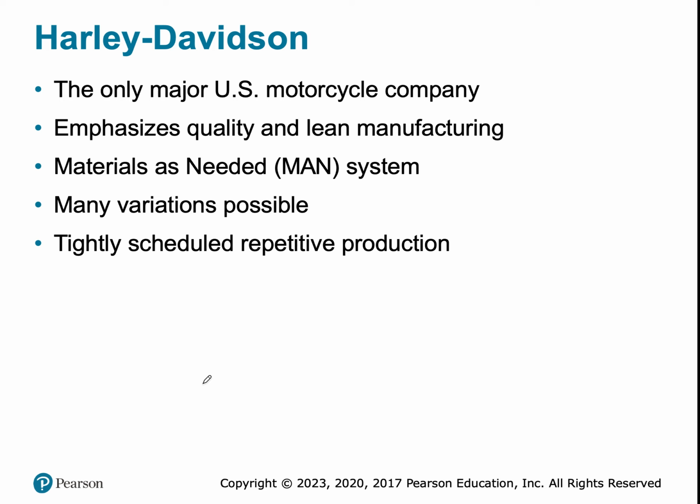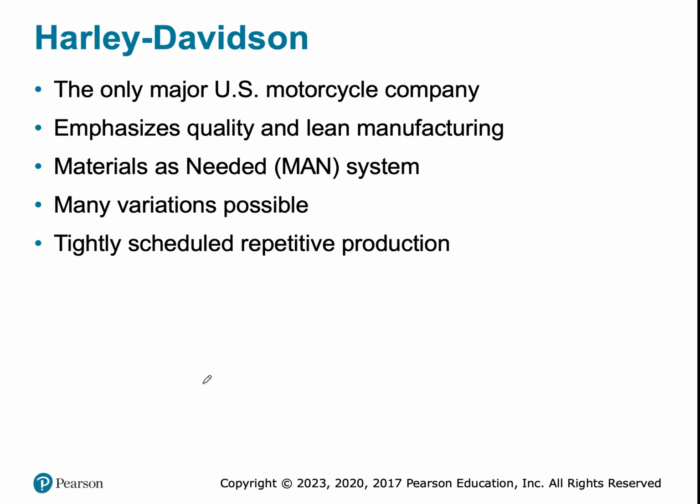And then the first one is the Harley-Davidson concept. Here it was the only major US motorcycle company that was manufacturing motorcycles at that time. Now, what they did was emphasize quality and lean manufacturing. So they were more about manufacturing quality than mass production. They were using what they call the lean manufacturing process for the manufacture of motorcycles at that time. Now, what were the things they needed? They needed materials, right? They needed materials as needed, which was a man-controlled system. We remember at that time there was no automation, so it was a man-controlled system.